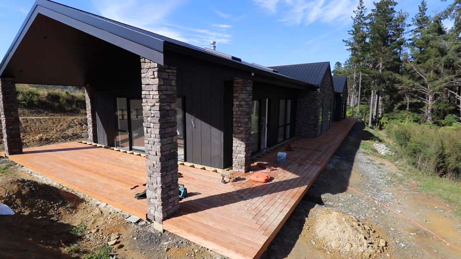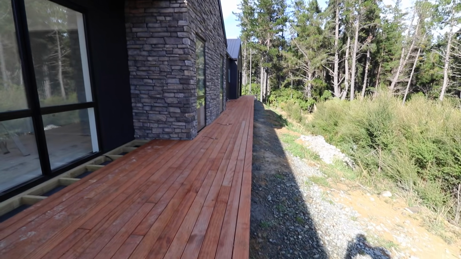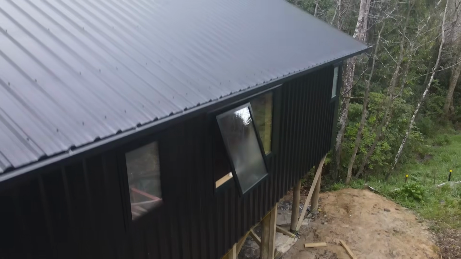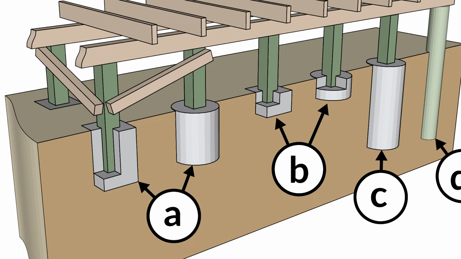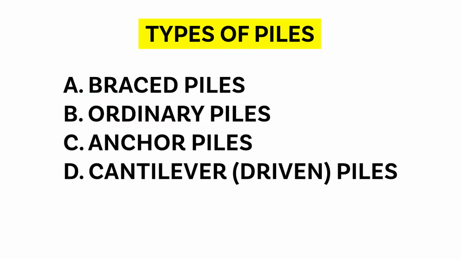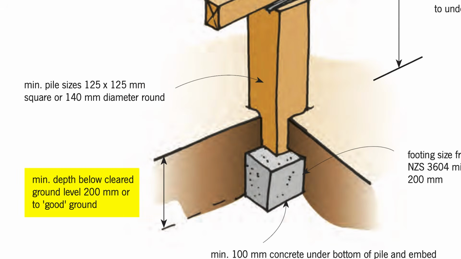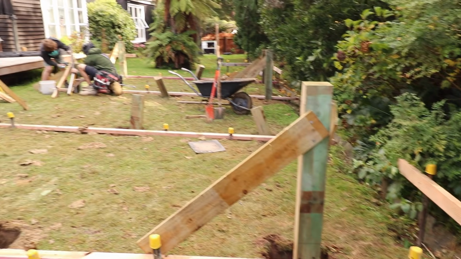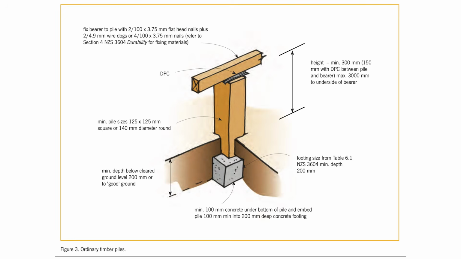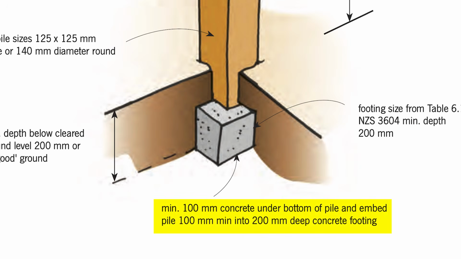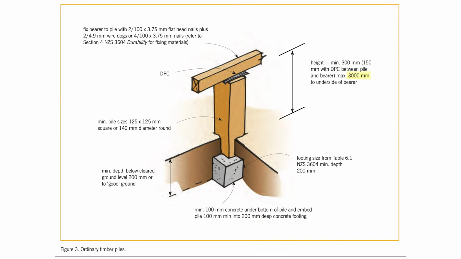This is really important the higher up you get out of the ground. If you're building a 300 mil deck, I probably would not worry about it. But every timber subfloor we build will include an element of bracing. Moving on to the next type of pile, ordinary piles. These are placed a minimum of 200 mils into the ground and they are required to have a concrete footing, and the maximum height they're allowed to be out of the ground is 3 meters.